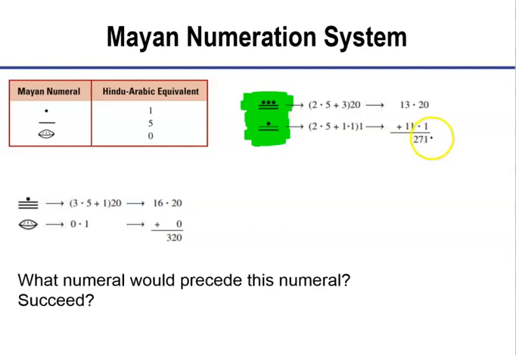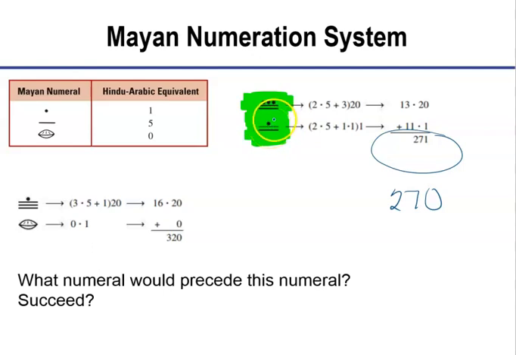Now, we know what precedes here. That's going to be 270. Okay? So that means that this is 271. What makes the extra 1? Well, again, these bars here gave me 10, plus the one more gave me 11.